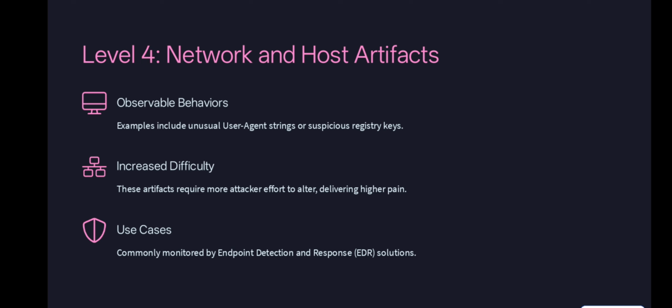EDR solutions provide continuous monitoring and real-time detection of malicious activity on a host. EDR tools analyze file system changes, process execution, and network traffic to detect suspicious behavior. Example: tools like CrowdStrike and Carbon Black provide visibility into endpoint activities, allowing security teams to detect and respond to advanced threats quickly. 6. Encryption and data protection.